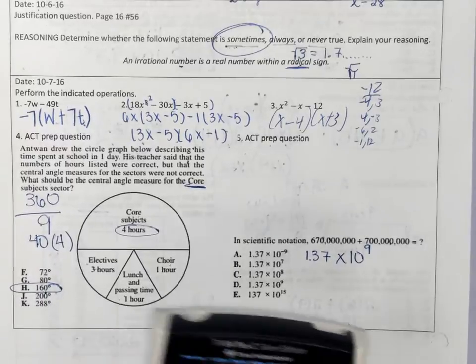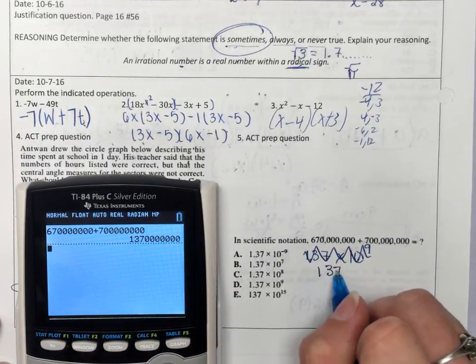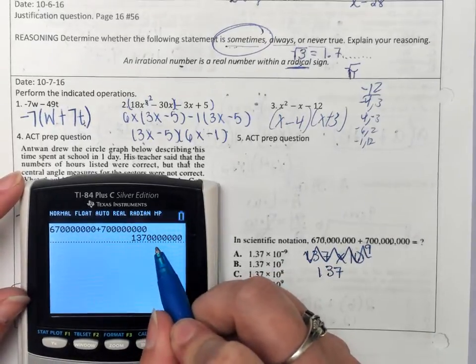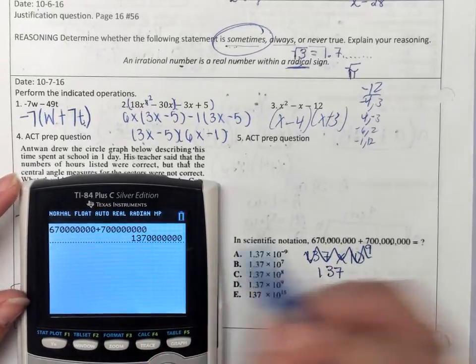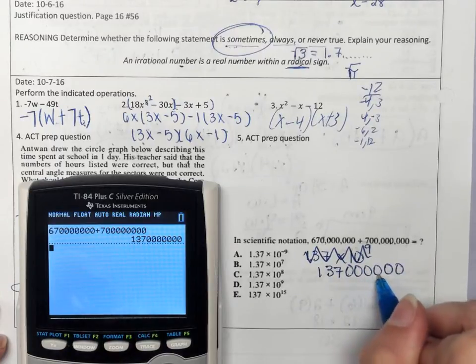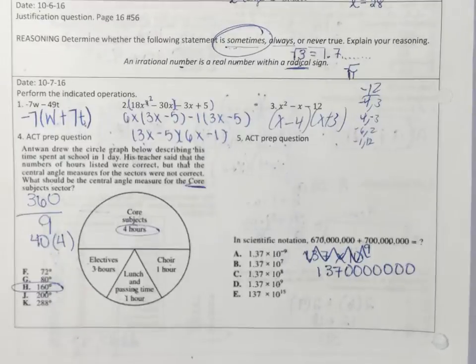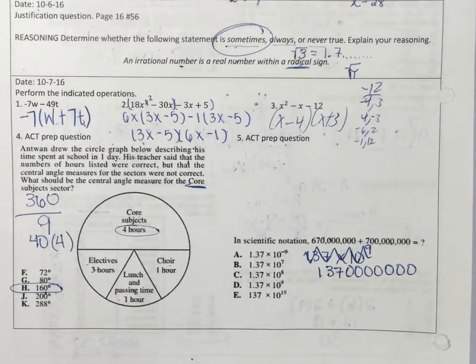I'm following instructions here. Okay, that's not what your calculator gave you. It gave you 137. 1, 2, 3, 4, 5, 6, 7. This is what it came to. It gave you 1.37 times 10 to the... Your graphing calculator? No, my calculator. Let me see.